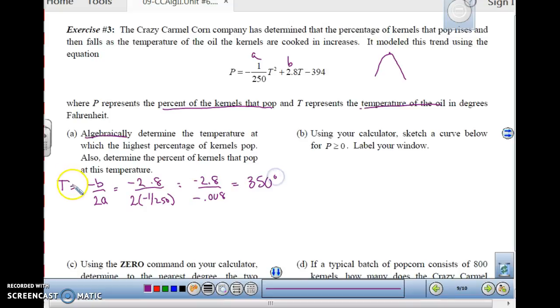All right, so T is in degrees Fahrenheit. So this is 350 degrees Fahrenheit. So our temperature at 350 degrees Fahrenheit will be the highest percentage. All right, now the P, the percentage of kernels that pop, is P at this temperature. So we would take this equation, P equals, and plug in 350. Negative 1 over 250 times 350 squared plus 2.8 times 350 minus 394.